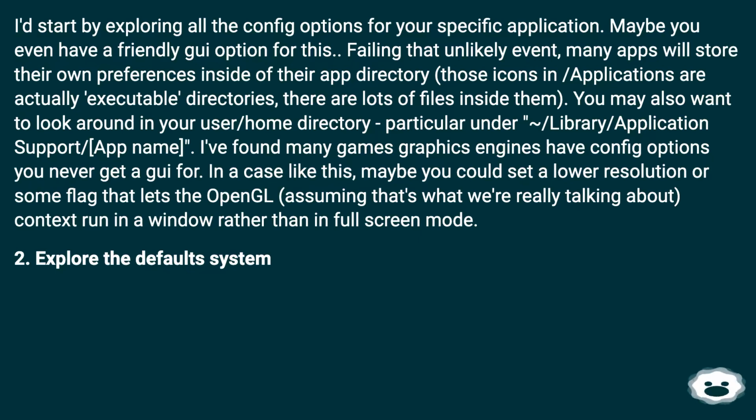You may also want to look around in your user /home directory, particularly under /Library/Application Support/ and the app's name. I've found many games' graphics engines have config options you never get a GUI for. In a case like this, maybe you could set a lower resolution or some flag that lets the OpenGL context, assuming that's what we're really talking about, run in a window rather than in full screen mode.